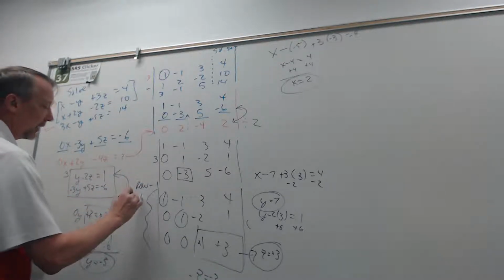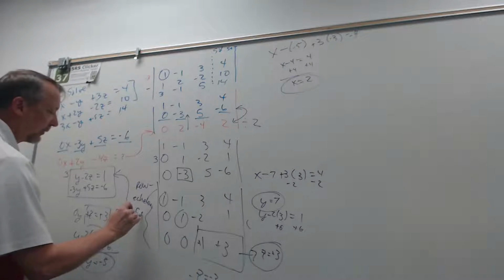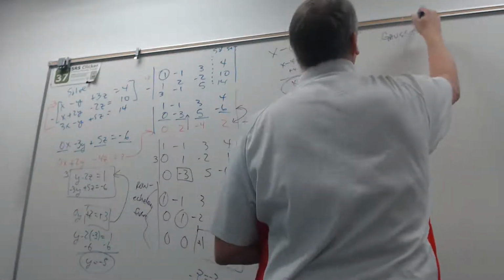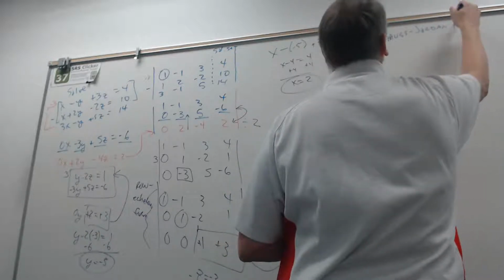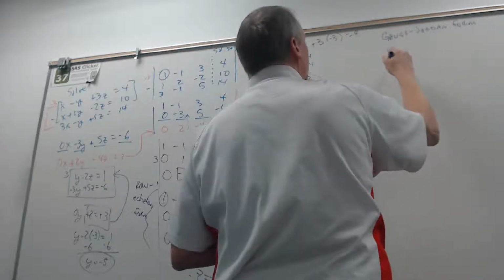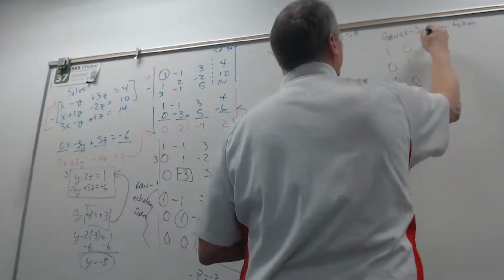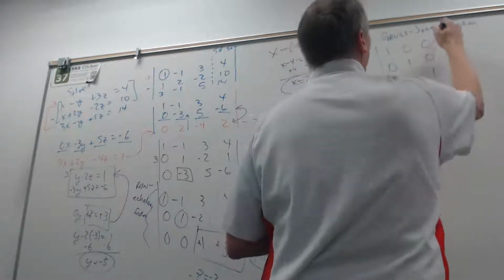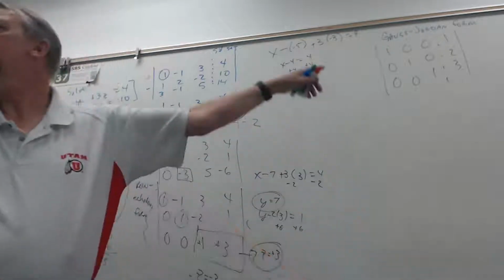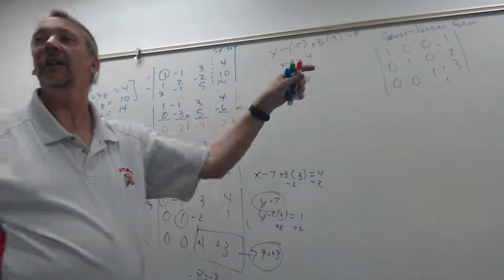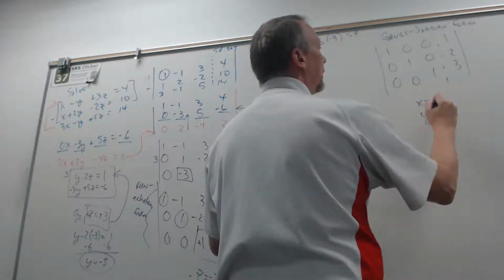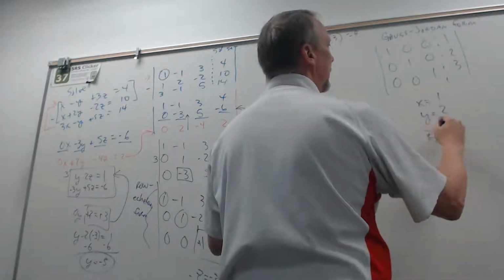Row echelon form. They also have something called Gauss-Jordan form. The nice thing about Gauss-Jordan form, it's more work, 1, 0, 0, 0, 1, 0, 0, 0, 1. But if you have 1, 2, 3, the nice thing about this is you can tell me what the answers are, right? X equals 1, Y equals 2, Z equals 3, right?